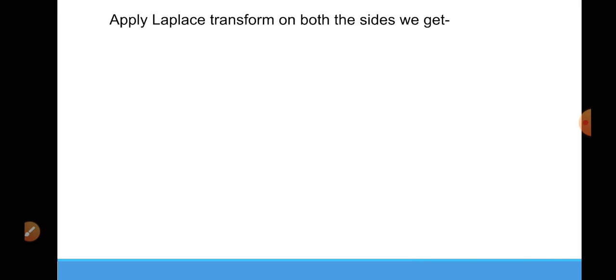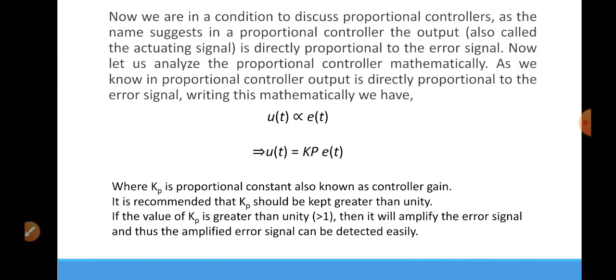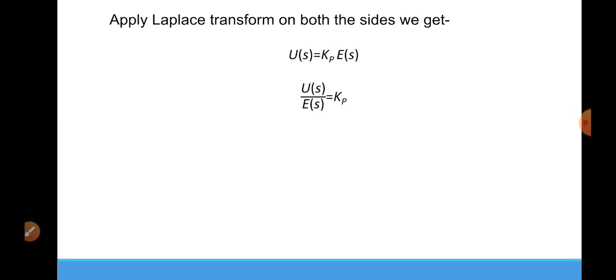Now let us see, if you apply Laplace transform to both sides, you get U(s) equals Kp into E(s), where u(t) is converted to U(s), and e(t) is converted to E(s), and Kp, since it is a constant, is kept as it is. So U(s) equals Kp into E(s) will be your first equation. If you take E(s) on the left hand side, it will be in the denominator. So U(s) divided by E(s) will give us the value of Kp.